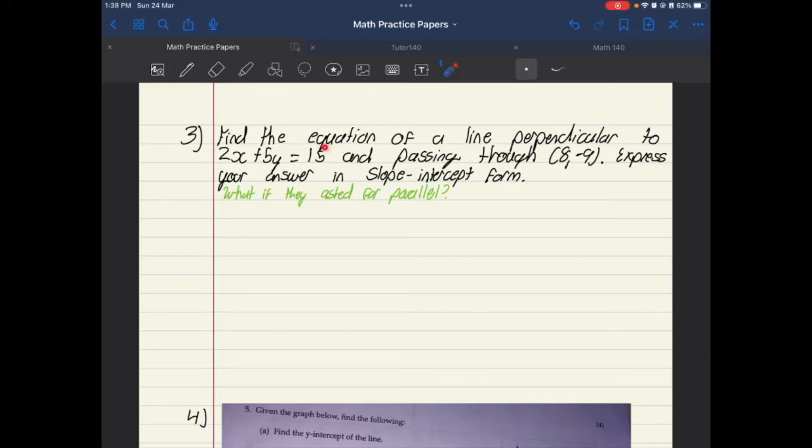Okay, so find the equation of a line perpendicular to 2x plus 5y equals 15 and passing through 8, negative 9. Express your answer in slope-intercept form. Now, they didn't put this here, but I put this here to remind myself to let y'all know that they could say, find the equation of a line perpendicular to this line. So I just put that there to remind me to show y'all.